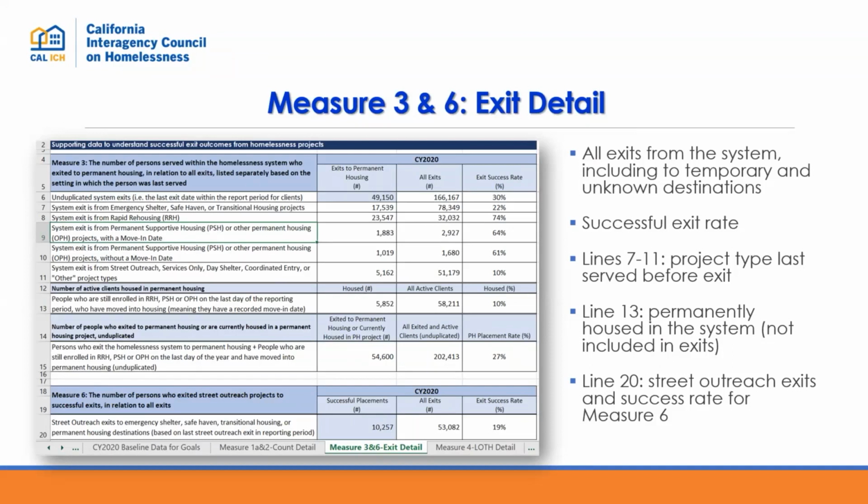For example, if the number of permanent exits in Measure 3 has been decreasing, you can use this tab to investigate whether all system exits have been decreasing, or if only the number of successful exits has been decreasing, and use that information when setting outcome goals.